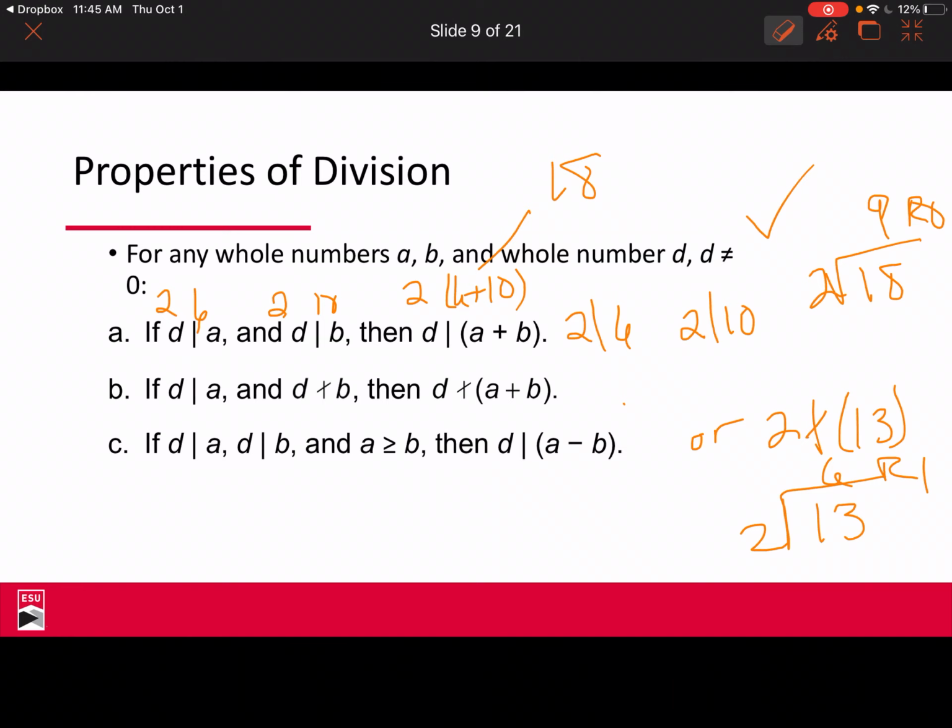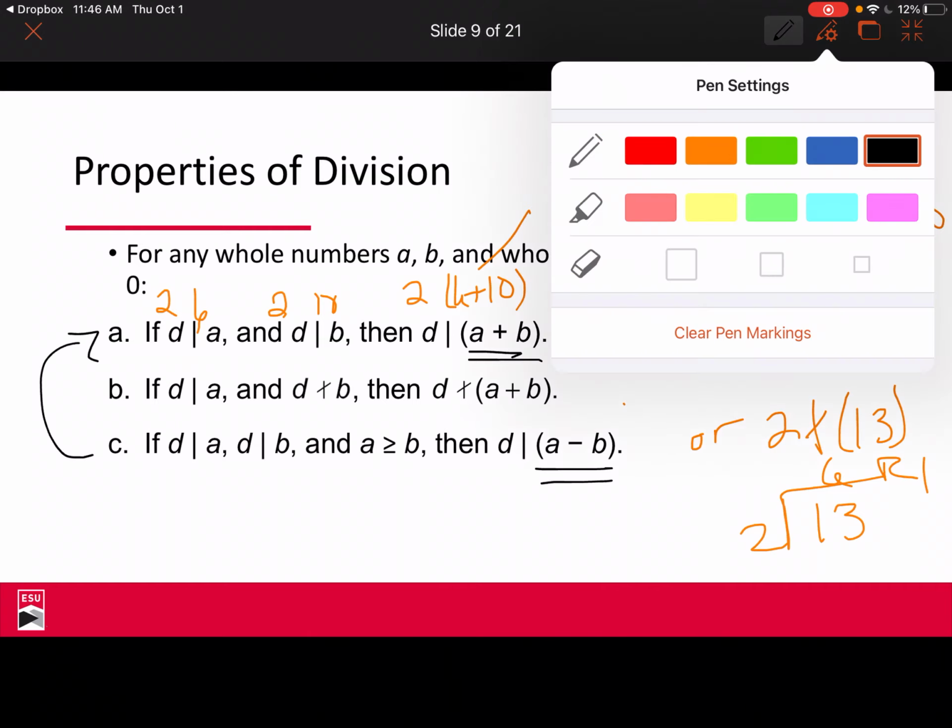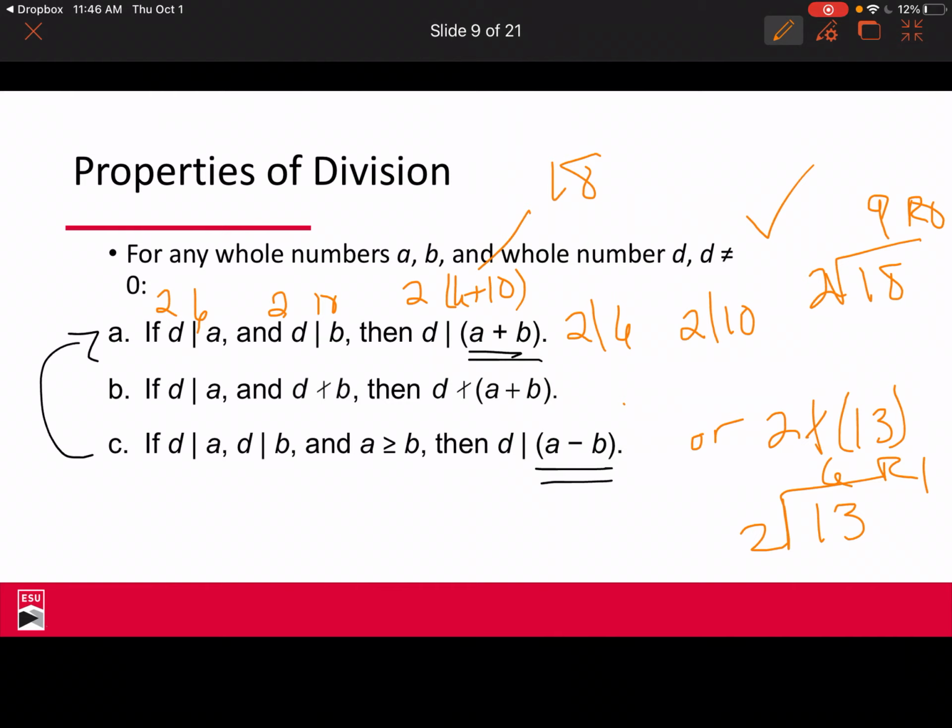And this is similar to part A. If it divides their sum, it also divides their difference. Looking at a specific example, 2 divides 6 and 2 divides 10. And remember, subtraction is only defined for the larger number minus the smaller. So if 2 divides 10 and 2 divides 6, then 2 divides 10 minus 6, or 2 divides 4. So divides works for sums of numbers and for subtractions.